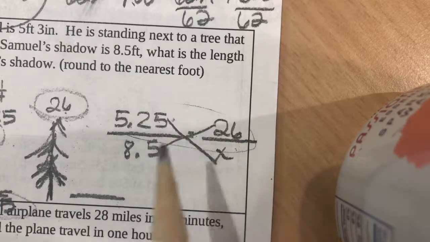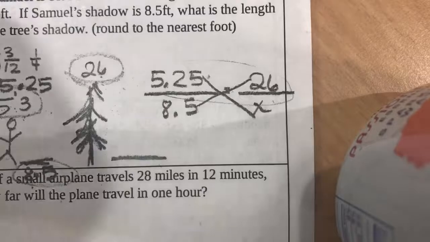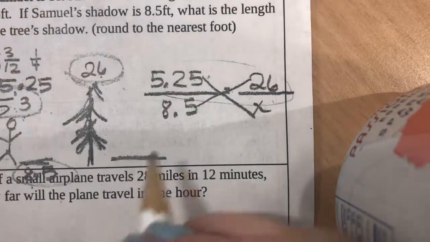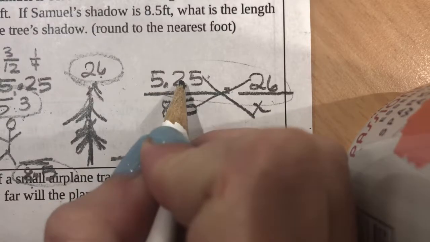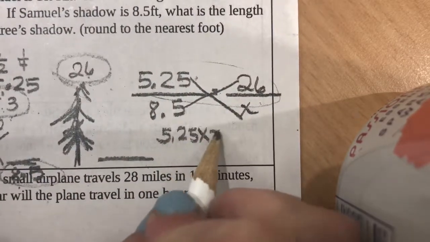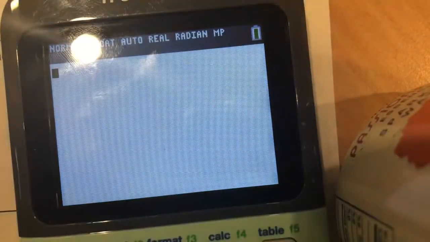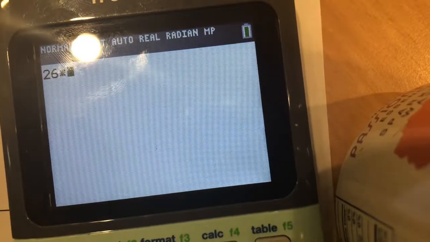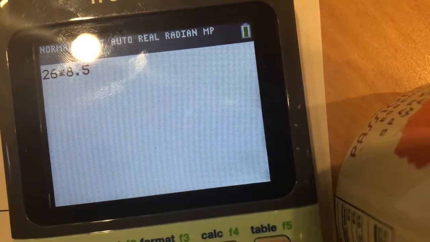Now again, notice how it doesn't say up here no calculator. That's because this is one of those things where I need to see that you're doing the steps. But if you need to use a calculator, certainly understand. 5.25 times x is 5.25x equals, and then I'm going to go ahead and multiply out on my calculator. What is 26 times 8.5? That gives me a value of 221.